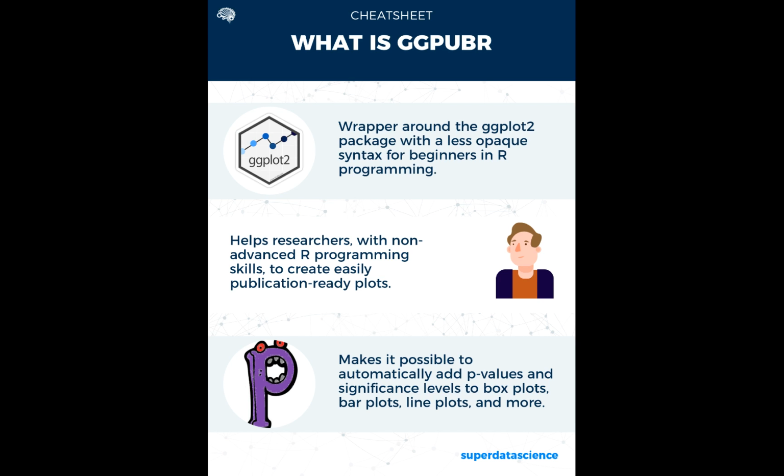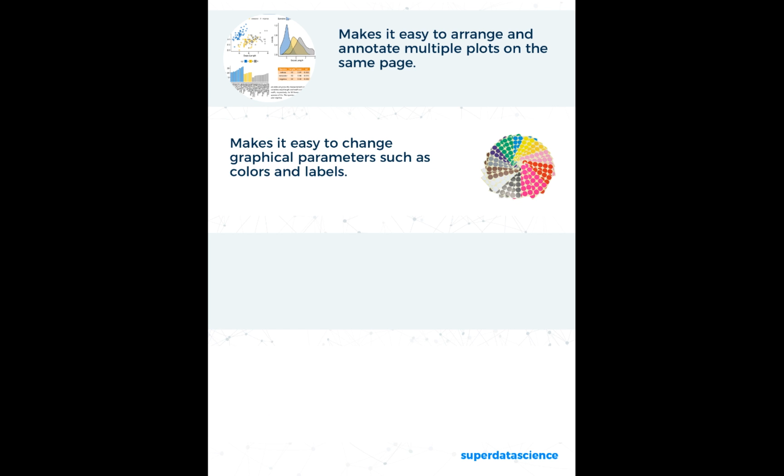The Ggpubr package provides some easy-to-use functions for creating and customizing ggplot2 based publication-ready plots. Summarizing this up, key Ggpubr features are: Ggpubr is a wrapper around the ggplot package with a less opaque syntax for beginners in R programming. It helps researchers with non-advanced R programming skills to create publication-ready plots easily. It makes it possible to automatically add p values and significance levels to box plots, bar plots, line plots, and more. It makes it easy to arrange and annotate multiple plots on the same page, and to change graphical parameters such as colors and labels.